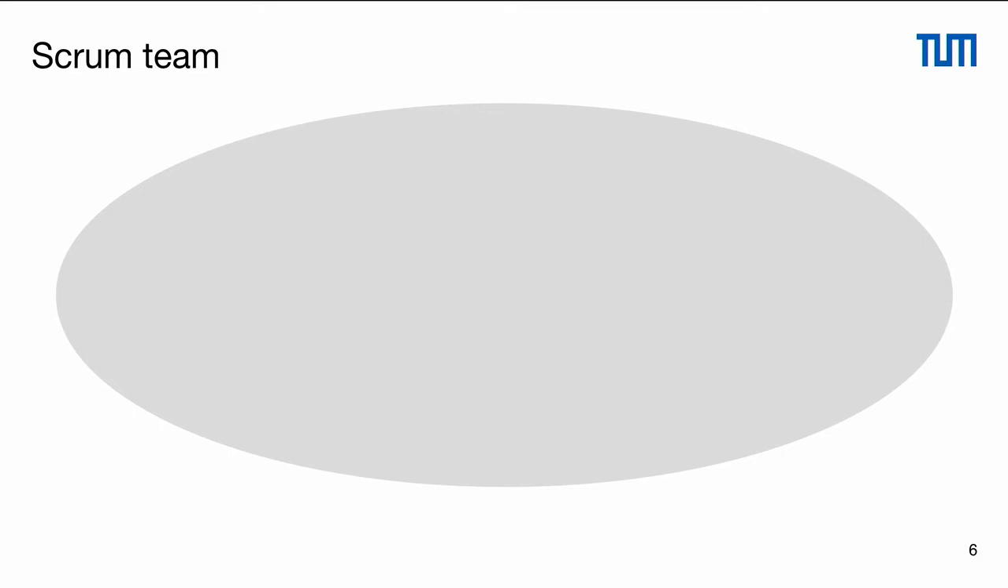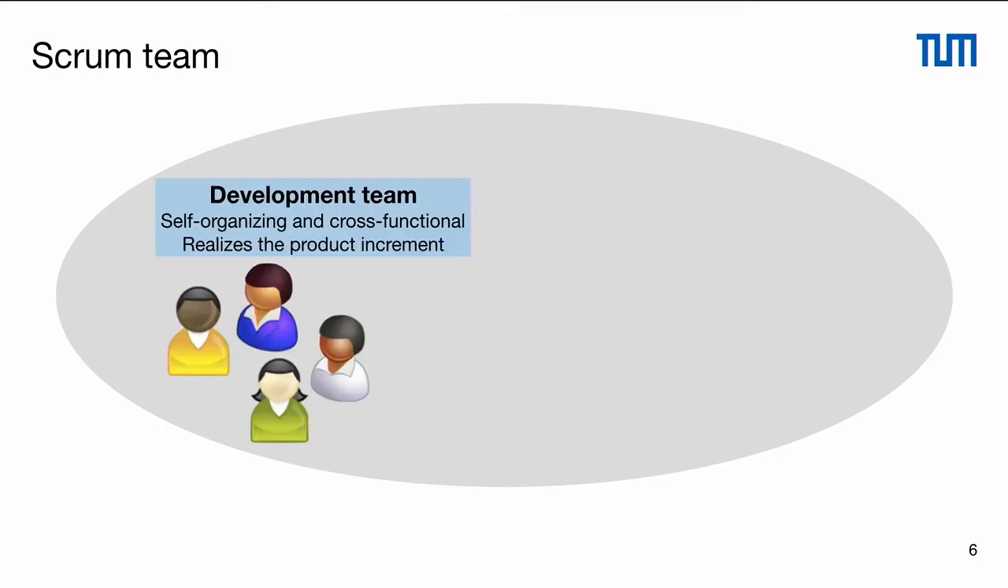We have developers who are organized in the development team. A development team is self-organizing, which means they pull the tasks, they estimate the tasks, and they decide what they are working on. And the development team is also cross-functional, which means we have different experts, an analyst, a developer, a tester, a release manager, everything that is required for the project success. And the developers work on the product increment. So they realize the sprint backlog items and turn them into a potentially shippable product increment.